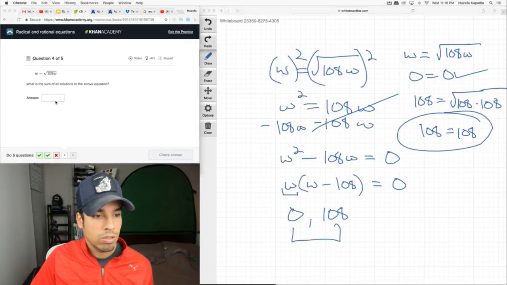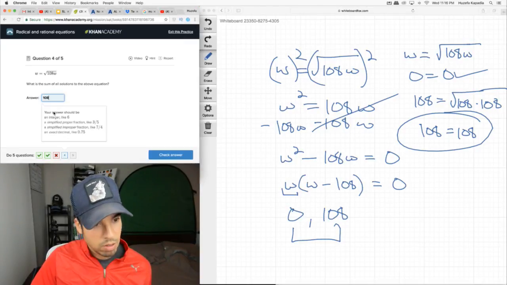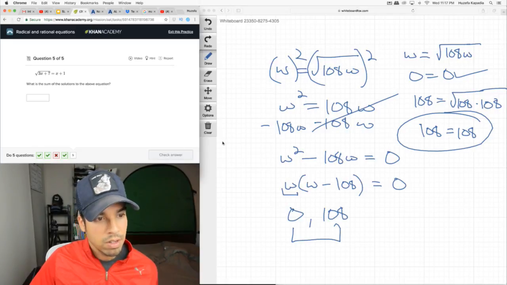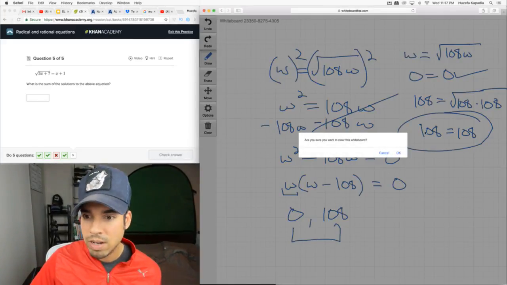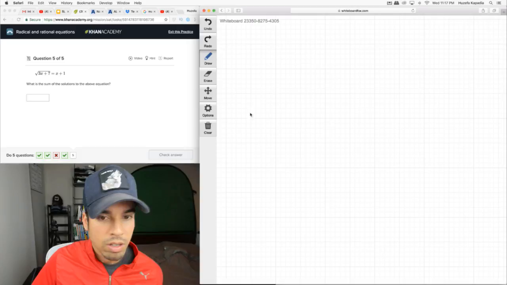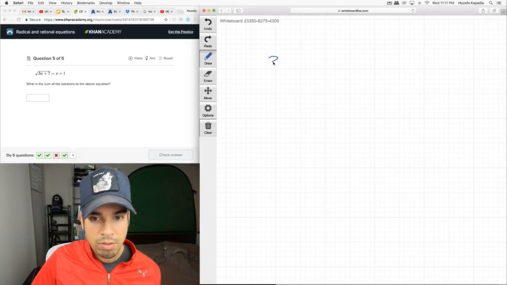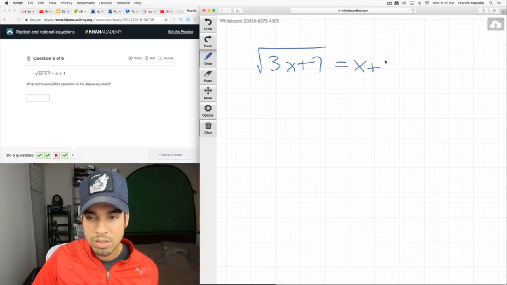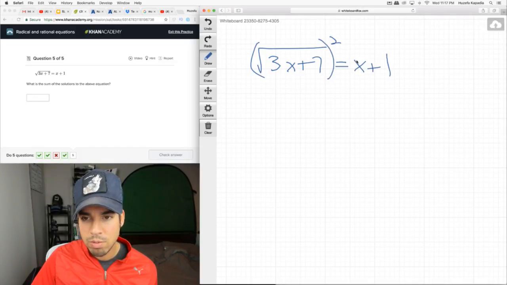The sum of these two solutions is 108 plus 0, which is 108. Pretty much should be right, and it is. All right, good. Let's go finally to question number 5. The square root of 3x plus 7 equals x plus 1. And we're going to do the same idea. Square both sides to get rid of that square root first.